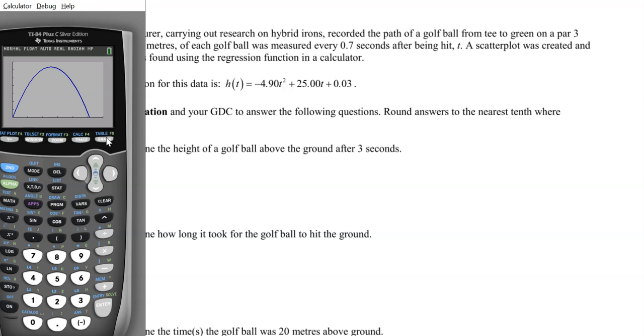So determine the height of the golf ball above the ground after 3 seconds. So this is time, and time is your x value. So second function calc, number 1 is value, put in 3 seconds, and we get a height of 30.93 meters.